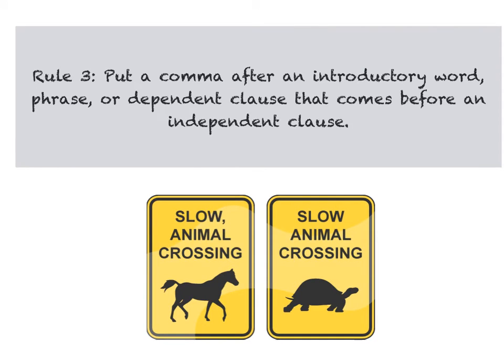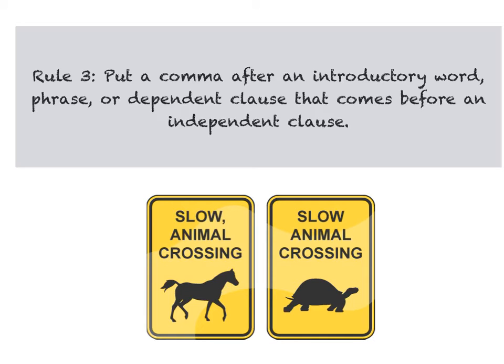Moving on to rule number 3. In this rule, we want to put a comma after an introductory word, phrase, or a dependent clause that comes before an independent clause. So as you can see in this example, we've got the words "slow animal crossing" in both instances. The one with the horse has the word "slow" and then a comma to indicate that the person themselves that is seeing the sign is supposed to then be going slower.